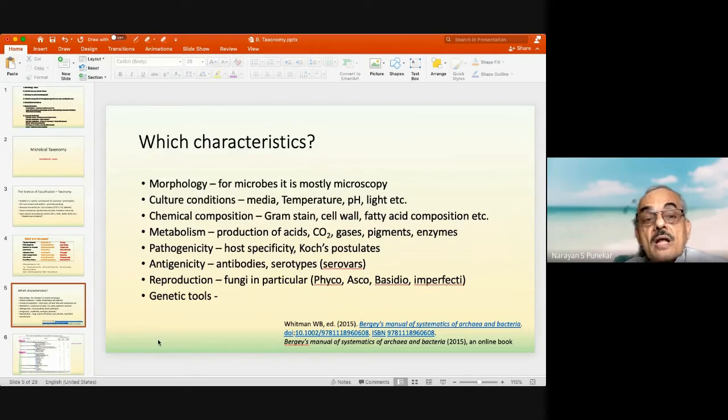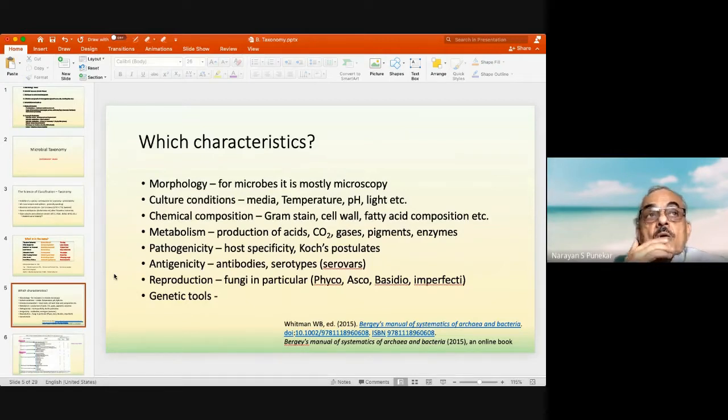Lastly, of course, the most important and the most recent is the genetic tools. They also can be used. We'll spend a lot more time on this a little later. So these are the list of characteristics. One, or all of them, or many of them are put together to identify an organism. Is it a pathogen? If it is a pathogen, then we will use Koch's postulates and figure out which host it actually infects.